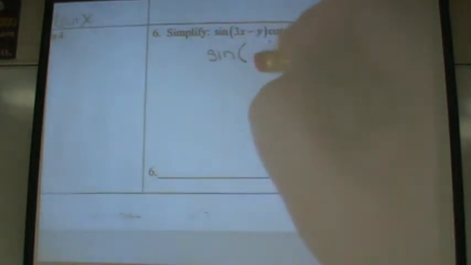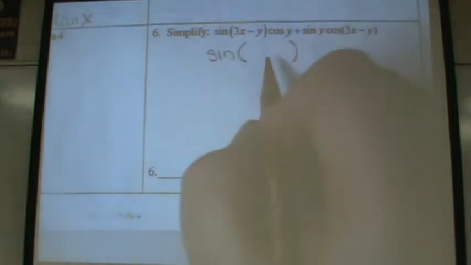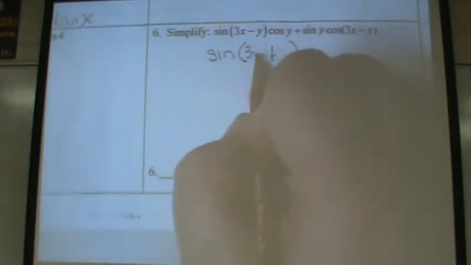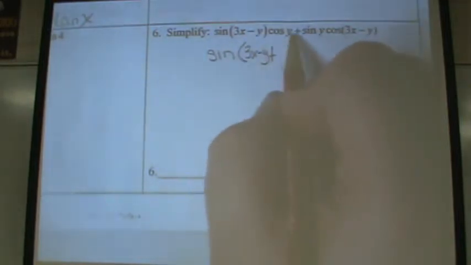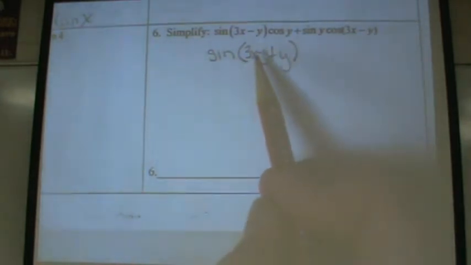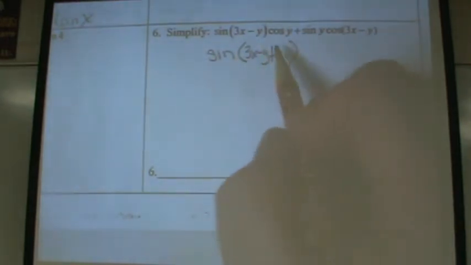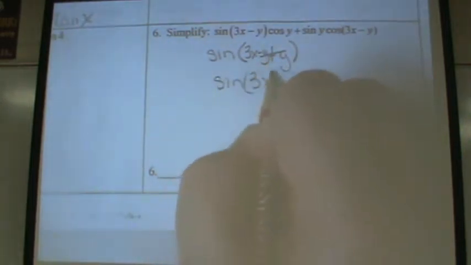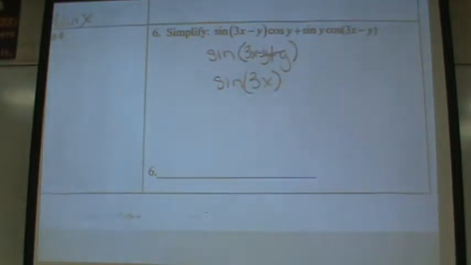And then we plug in our values for our angles. We have 3x minus y as our first angle, and then y is our second angle. So we have 3x minus y plus y. Our y's cancel out, and we're left with just sine of 3x. So sine of 3x is our final answer.